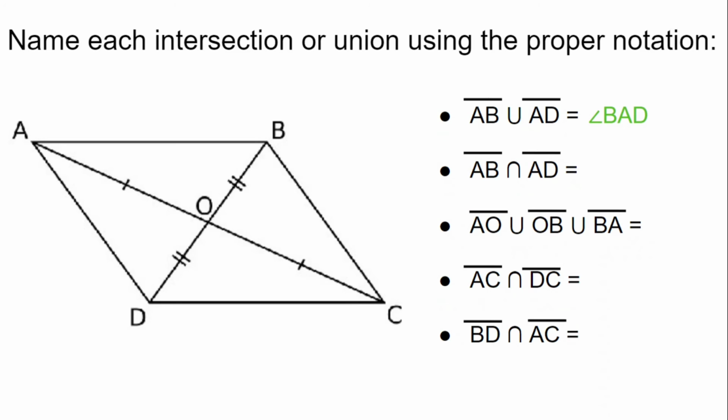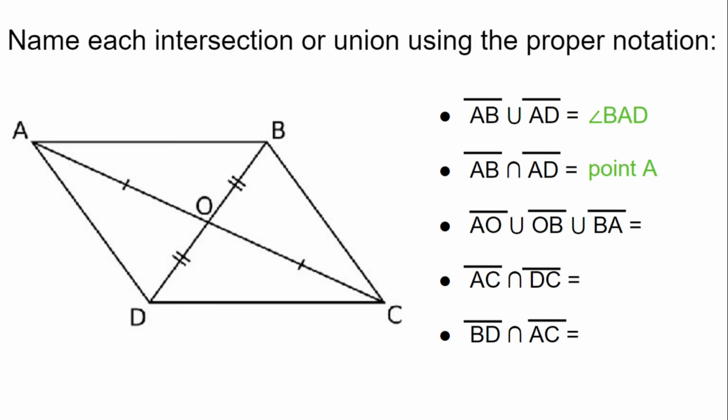You could also label it as angle DAB, but make sure not to name it as angle A, because then it is unclear whether you're referring to angle BAD or to another angle such as BAO or OAD. Moving on to the second question, it asks us what's the intersection of segment AB and segment AD. We know that these two segments share a common point, which is point A.